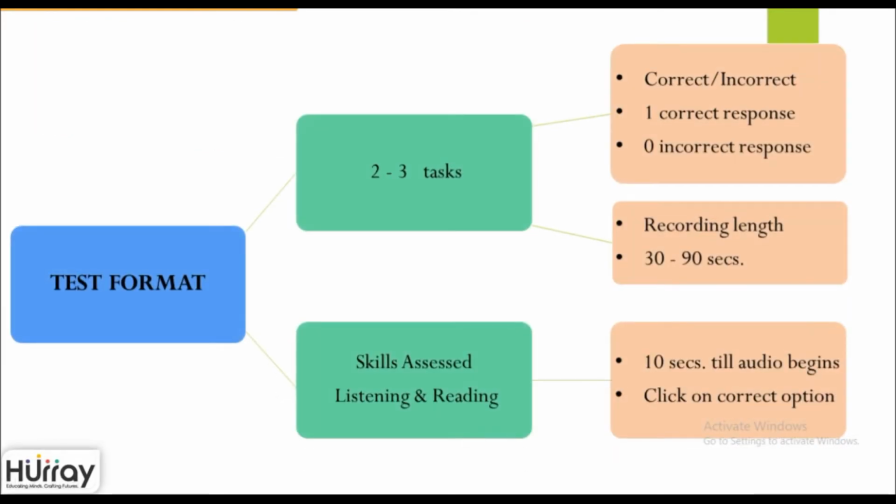Let us look at the test format. You will be given 2 to 3 tasks. The skills assessed here are listening and reading. Your tasks are scored on the basis of correct or incorrect response. You will get 1 mark for correct response, 0 for incorrect.